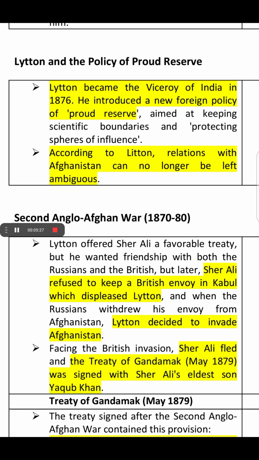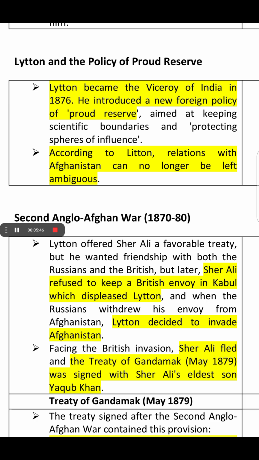So Lytton became the Viceroy of India in 1876. He introduced a new foreign policy of proud reserve, aimed at keeping scientific boundaries and protecting the sphere of influence. According to Lytton, relations with Afghanistan could no longer be left ambiguous.